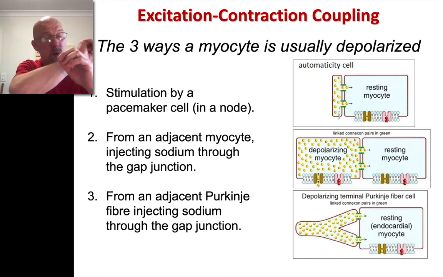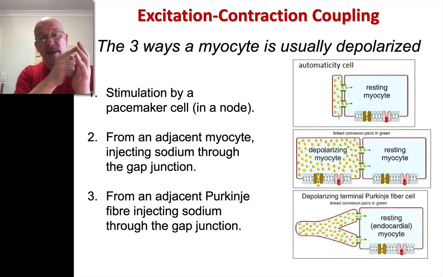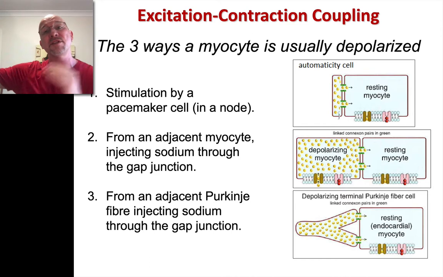Condition number 2 is maybe you've got 2 myocytes together, and when one myocyte fires off, we get that wave of depolarization going along the membrane. That wave continues through special junctions in the gap between, called gap junctions, that allow the ions to fire through, and that sets off the resting myocyte, so it starts to depolarize.